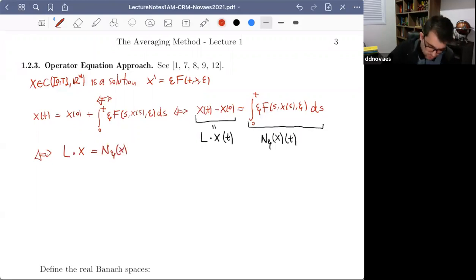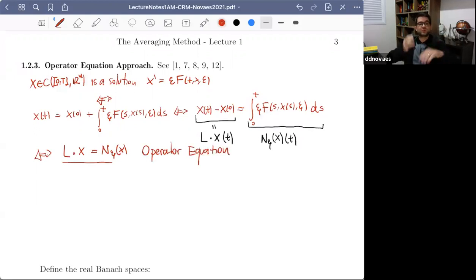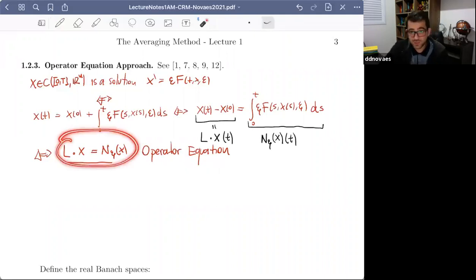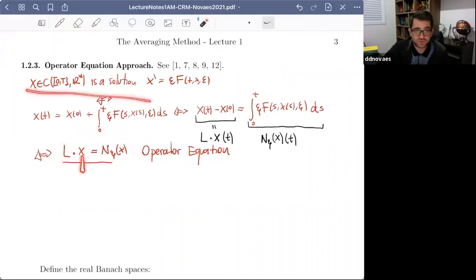This is called an operator equation. It's controlling when a continuous function is a solution of a difference equation. But it's not giving any information about the periodicity of the solution. It's just saying that if this happens, then x is a solution of the difference equation.